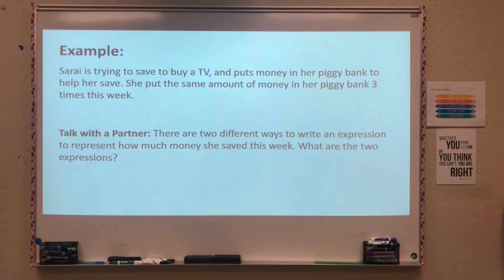It says, Sarai is trying to save to buy a TV and puts money into her piggy bank to help her save. She put the same amount of money in her piggy bank 3 times this week. It says talk with a partner. There are 2 of you, so I'm going to give you the option if you want to move to the same table to talk through this. Or we can do what we've been doing where someone's going to write on the board and then you both talk through it. But the question you're going to be talking through in a moment is there are 2 different ways to write this expression. There are 2 ways to write the expression to represent how much money she saves this week. What are those 2 expressions?